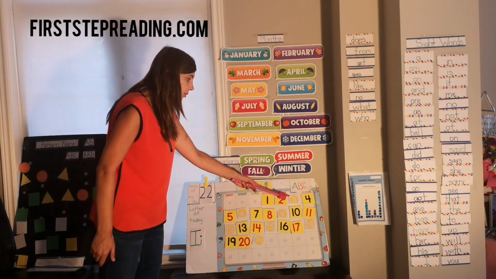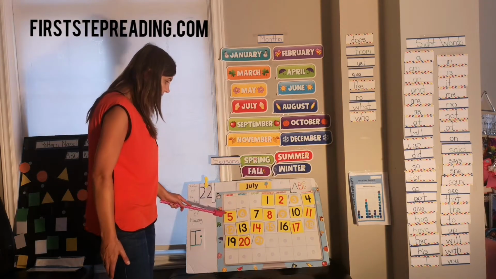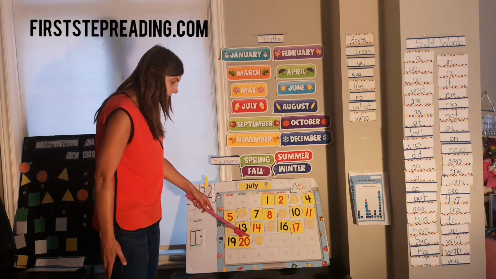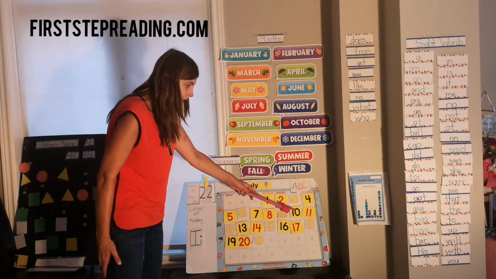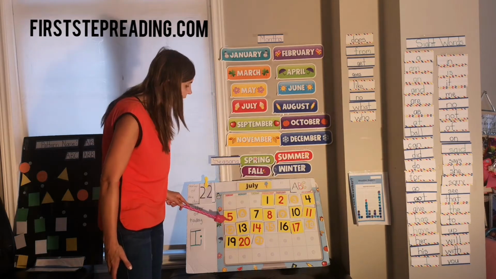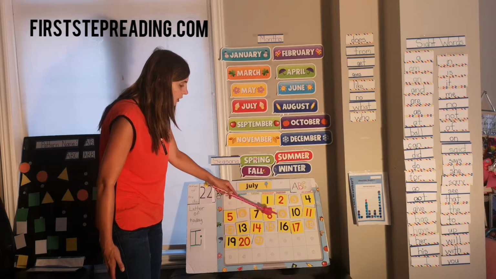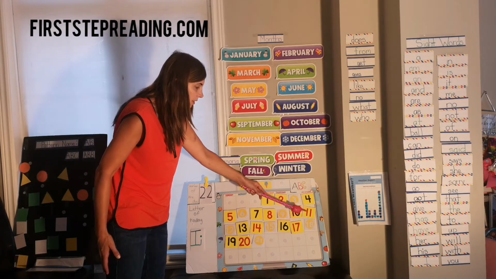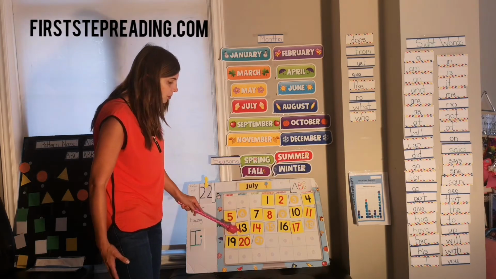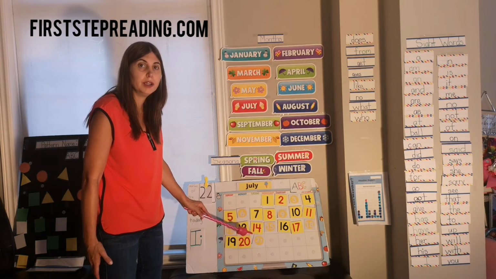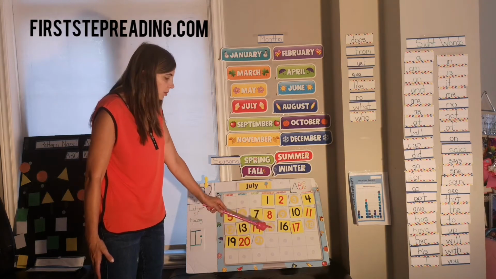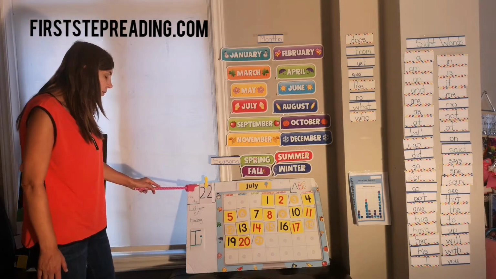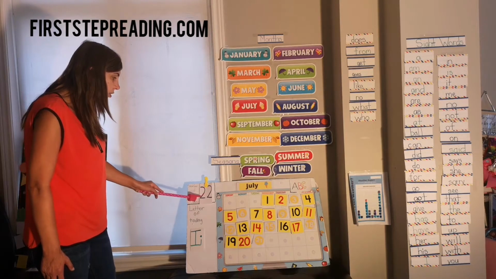One, two, three, four, five, six, seven, 8, 9, 10, 11, 12, 13, 14, 15, 16, 17, 18, 19, 20, 21, 22, which is a 2 and a 2.